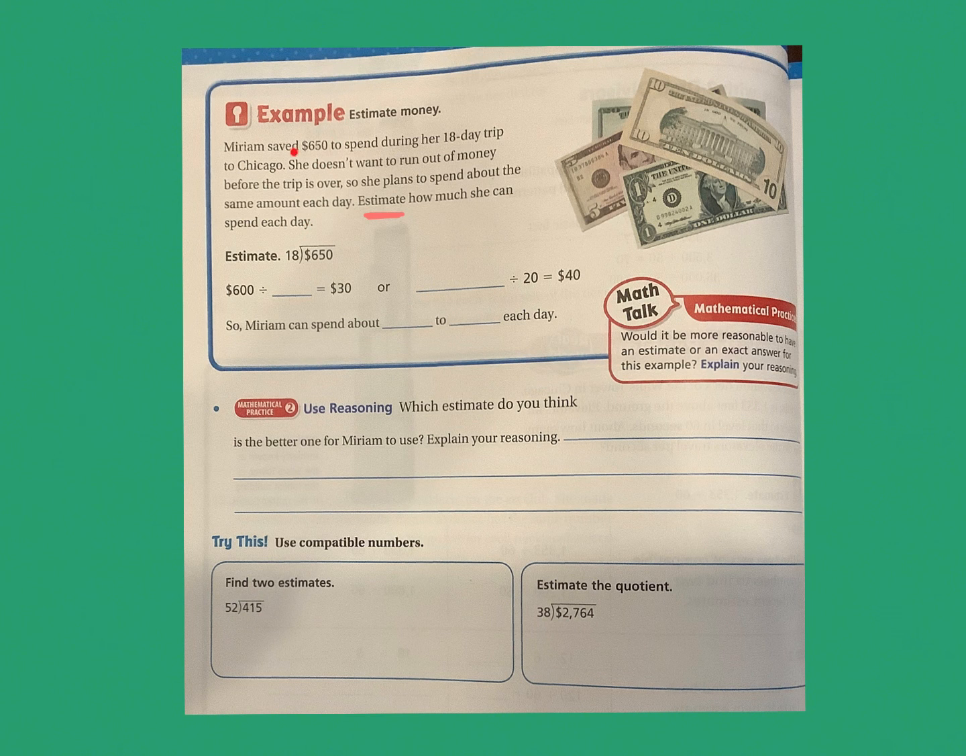So she has all of this money. This is what's being split apart, and she's splitting it amongst her 18 days evenly. This is what's being split. It's your dividend. And how many times it's being split apart is your divisor. 650 divided by 18. So when we're estimating, let's round these numbers off.